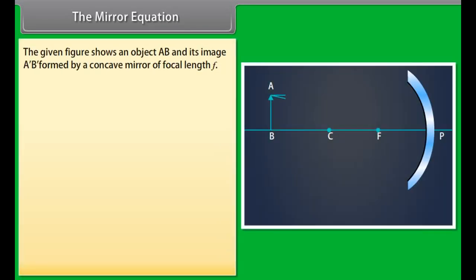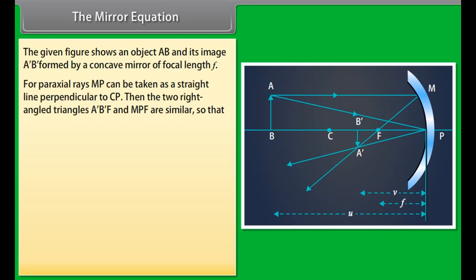The mirror equation. The given figure shows an object AB and its image A'B' formed by a concave mirror of focal length f. For paraxial rays, MP can be taken as a straight line perpendicular to CP. Then the two right-angled triangles A'B'F and MPF are similar, so that A'B' by MP is equal to B'F by FP, which is equal to B'P minus FP by FP.